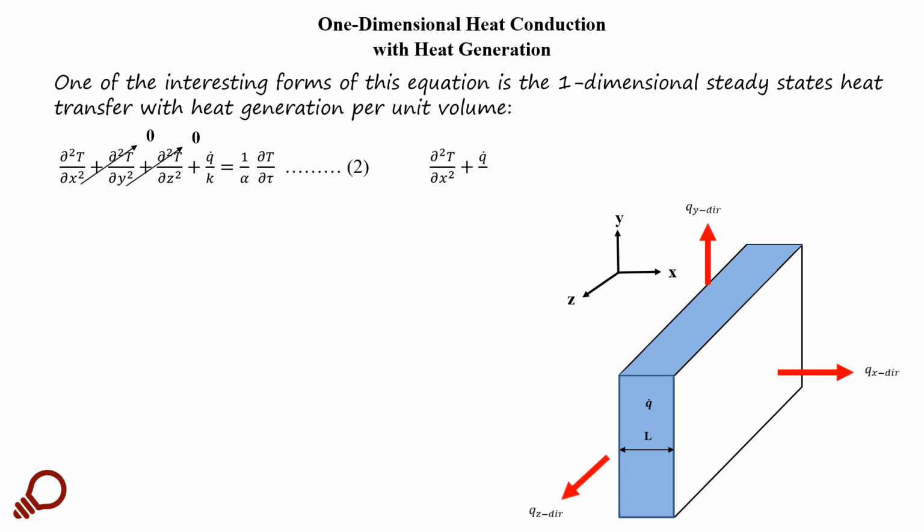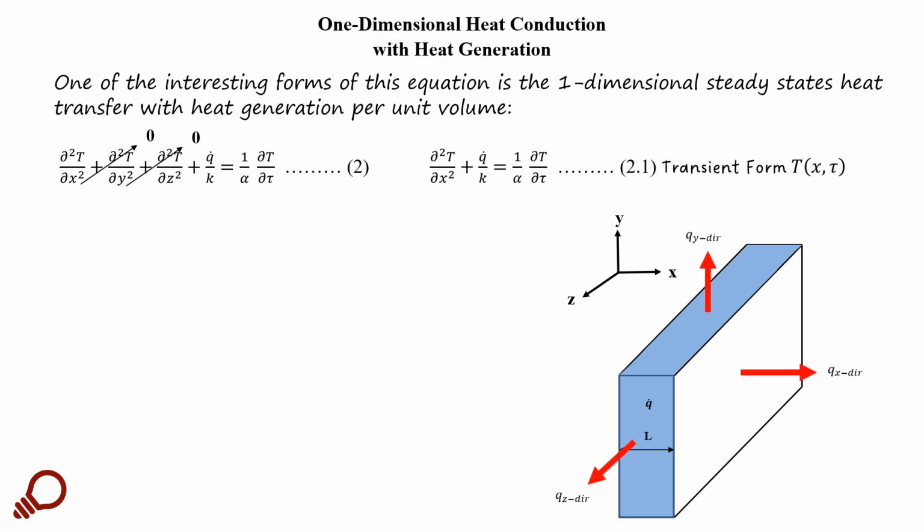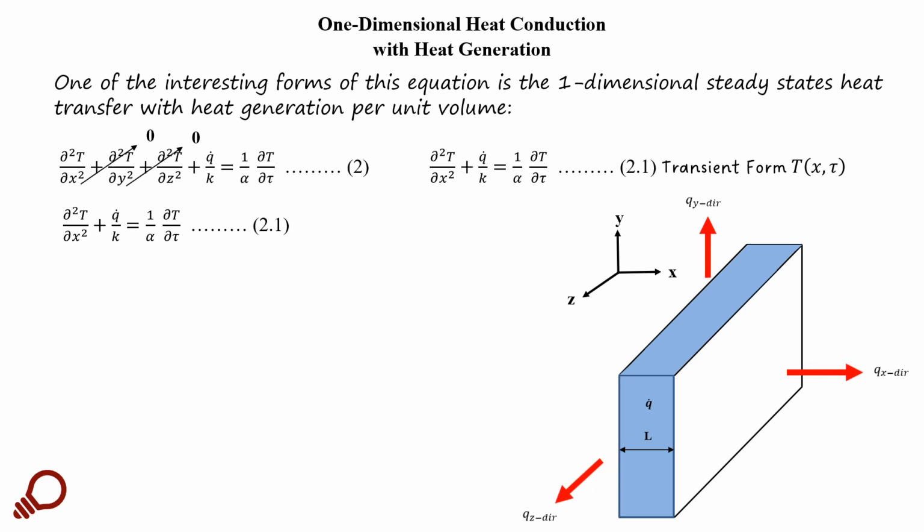And that will yield a form of equation that can be applied in the one-dimensional form, heat conduction with heat generation. And this is called the transient form, which is represented by equation 2.1: partial squared T with respect to x squared plus q dot divided by k equal to 1 divided by alpha partial T with respect to tau. And this form of equation is a general form and can be used even for the case where there is no heat generation.